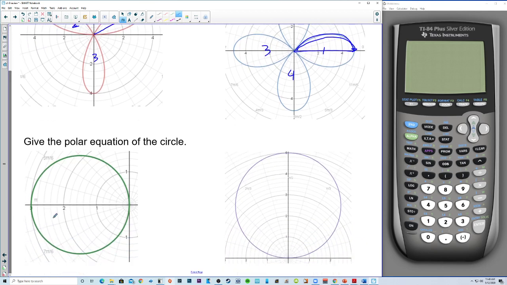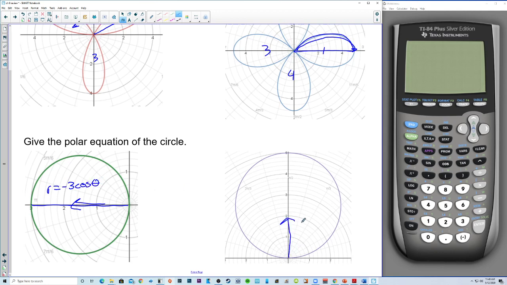Give the polar equation of the circle. Well, the circle's off to the left. That means it's going to be a negative cosine. Now, the 0 to 3, that's the diameter. And so we have r is equal to negative 3 cosine of theta.